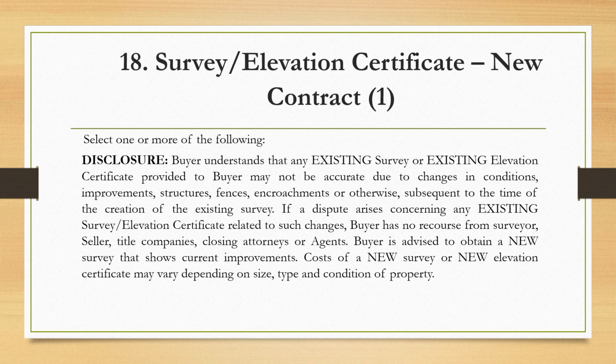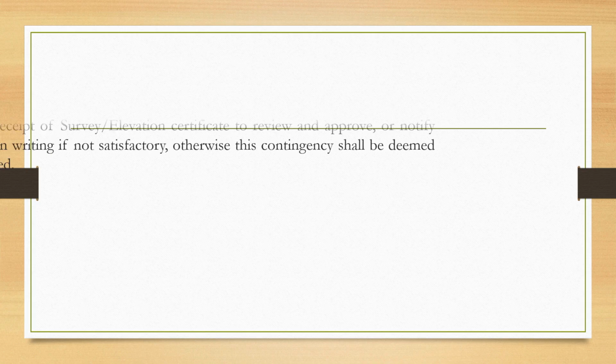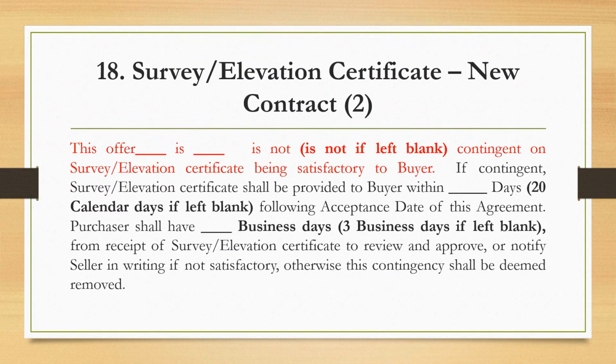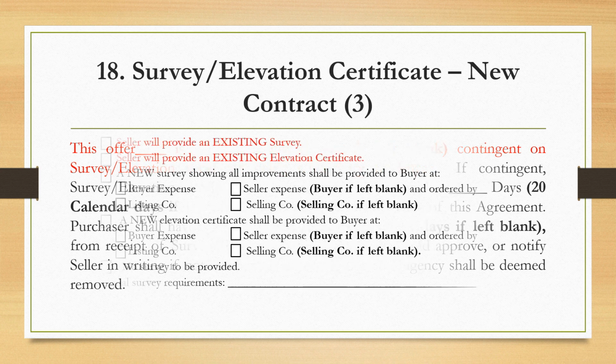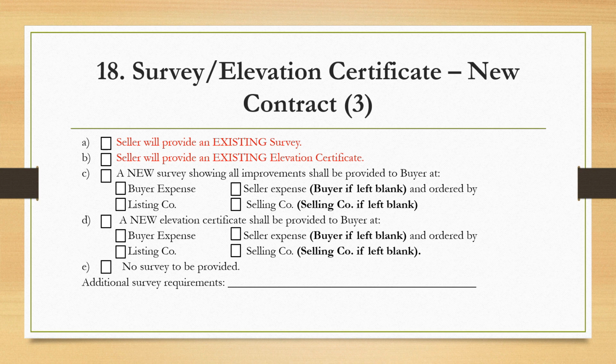So now to the new contract, that red section is the same about the contingency being satisfactory to the buyer. But the difference is on A and B now we just say seller will provide existing survey and seller will provide existing elevation certificate, without the words and buyer will accept in there, just to avoid any potential confusion.